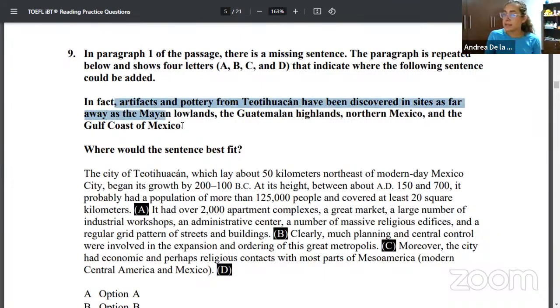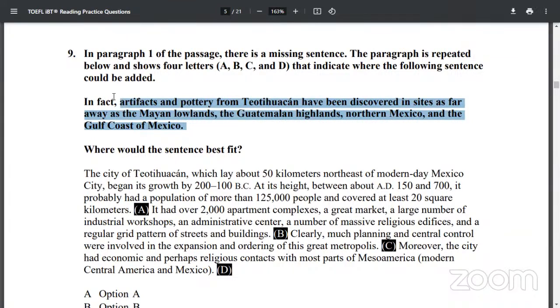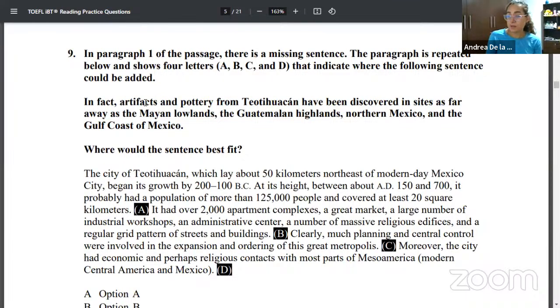Now, is this sentence here a general idea, or does it include details? What do you guys think? Details? Yes, exactly. It talks about specific details, right? Specific things that were found from Teotihuacan in specific places. So if you have a detailed sentence, that means that before this sentence, there should be another one that contains a general idea. And that is obviously related. So let's start looking for that.